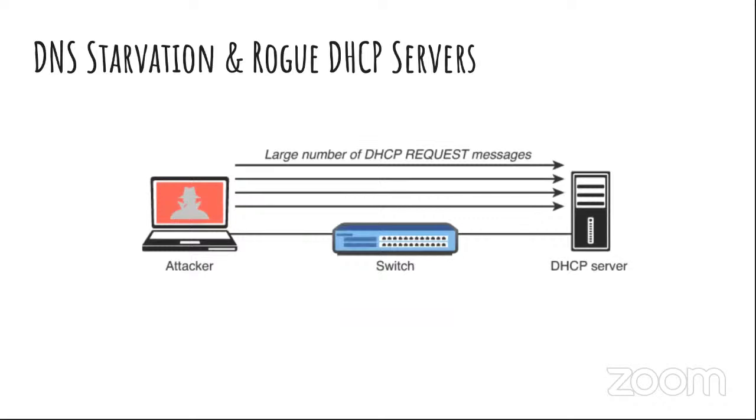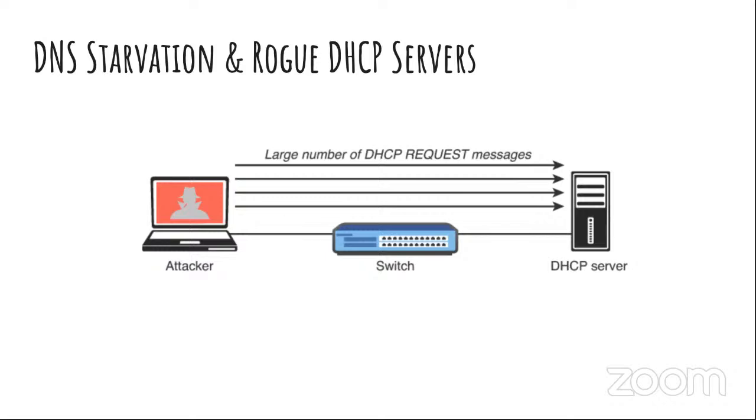DHCP starvation attacks and rogue DHCP servers are more problems to deal with. These are the 2 most prevalent attacks against DHCP. In starvation, an attacker will broadcast a large number of requests with spoofed source MAC addresses. If the server responds back to all the fake requests, then there are no more addresses for anybody else to use on the network.